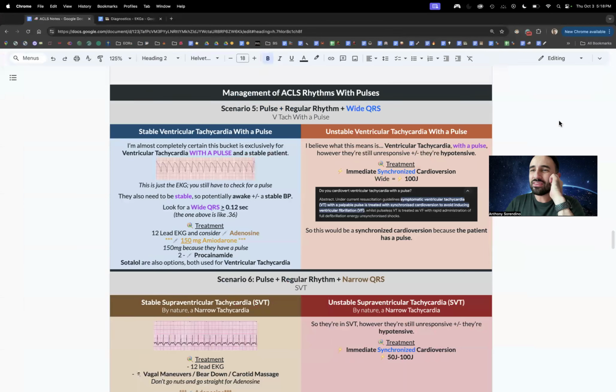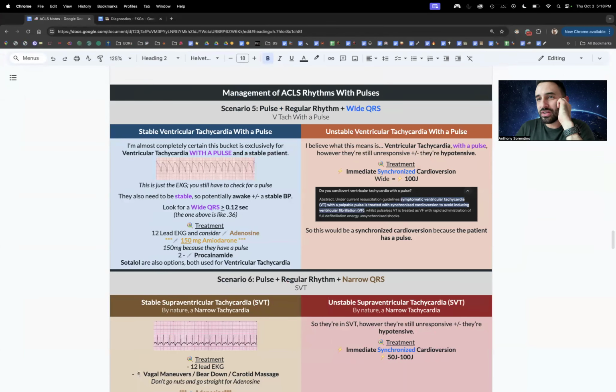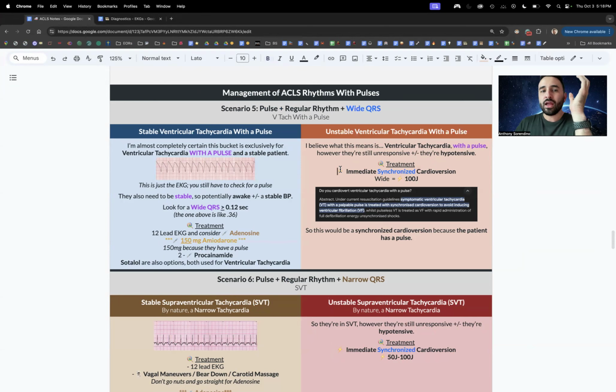But anyway, unstable means your patient is not responding. If they're unstable, what you're going to do is a synchronized cardioversion. Why is it synchronized and not unsynchronized? Because your patient has a pulse. Are they unstable? Is their blood pressure low? Yes. But you're still going to do synchronized cardioversion. You're not going to ramp it all the way up.